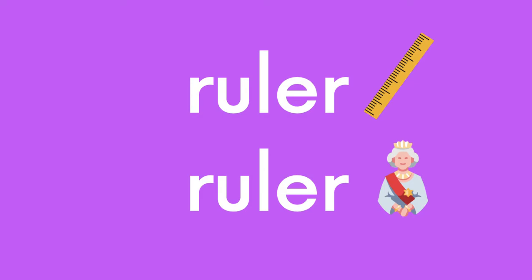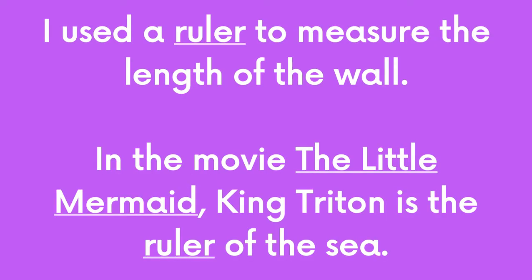So let's look at some examples for each of these uses. Let's look at some sentences. So that first sentence says, I used a ruler to measure the length of the wall. So in this example, we're talking about that measurement tool that has the different markings on it. The ruler in this example is a noun. And the second sentence says, in the movie The Little Mermaid, King Triton is the ruler of the sea.